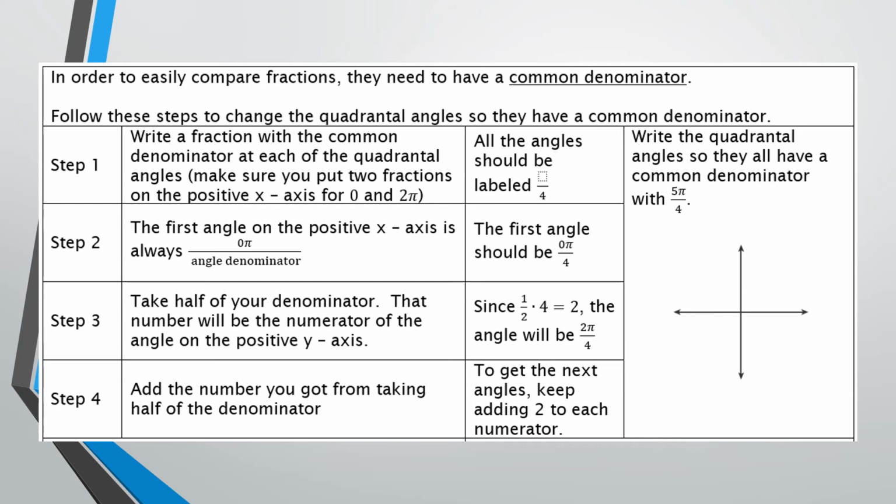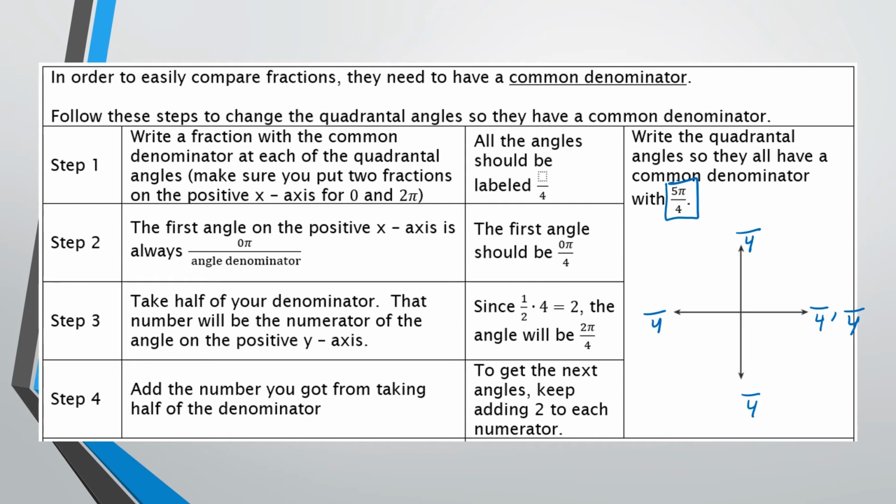So step 1 is we're going to write a fraction with the common denominator at each of the quadrantal angles. And when I say common denominator, I mean the same denominator as the angle we're trying to draw. So if you look at the angle we're trying to draw, it's 5 pi over 4. So what I'm going to do is make everything over 4. And I'm leaving all the numerators blank. We'll deal with that in a minute. Okay, so that's step 1. Not too bad.